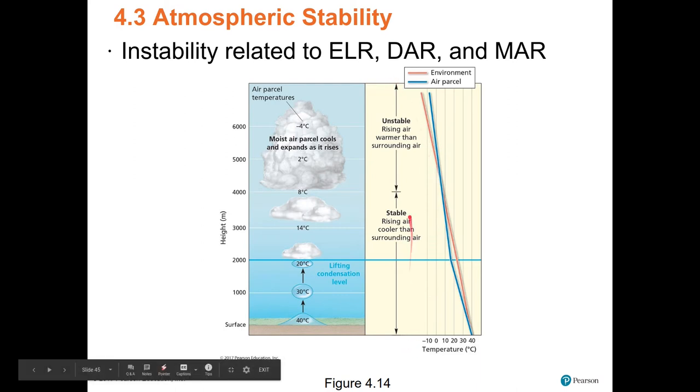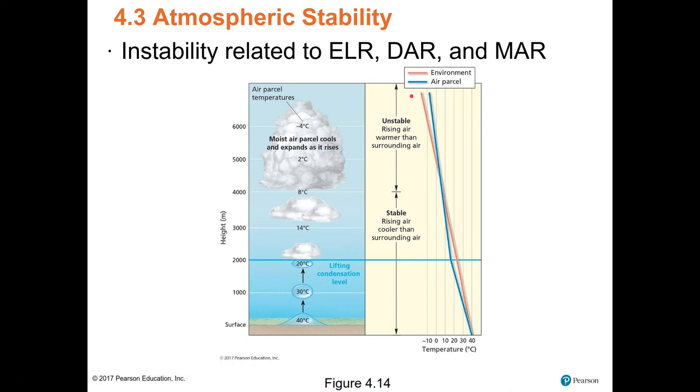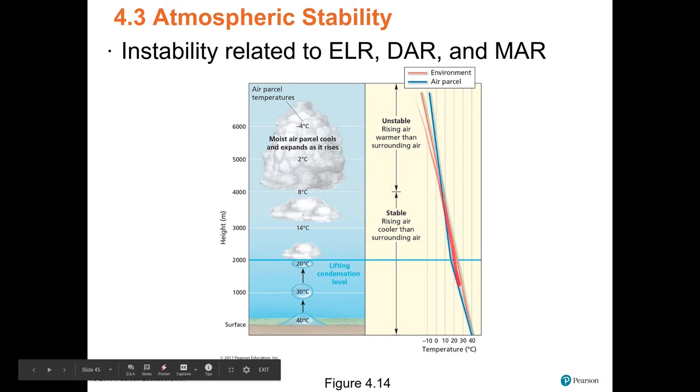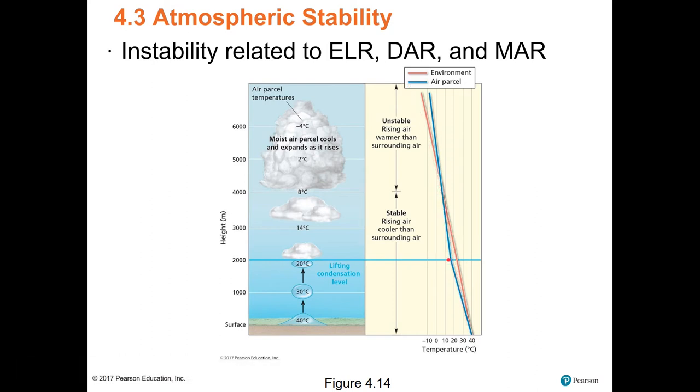So as long as the parcel is cooler than the air around it, it's stable. Once the parcel is warmer, it's going to become unstable. And in this case, the atmosphere is cooling at a constant rate and the rate of cooling of the parcel changed because it cooled to dew point temperature. And then it started cooling at the moist rate, which was only 6 degrees per kilometer.